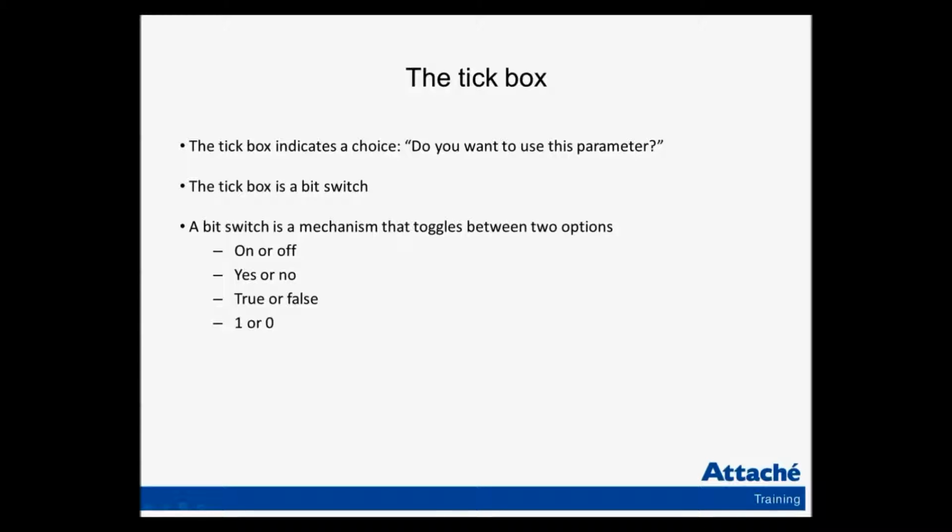The tick box is essentially a bit switch, and a bit switch is that infamous concept of ones and zeros that many may know, but few will understand at this point. A bit switch is nothing more than a mechanism in computing that swaps between two different options. For instance, on or off, yes or no, true or false, and of course the iconic 1 or 0.